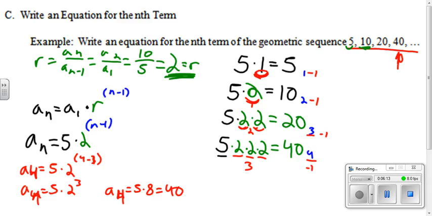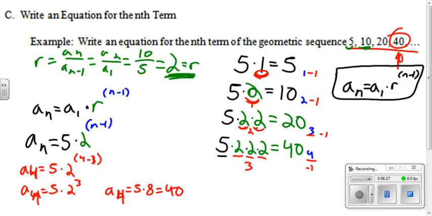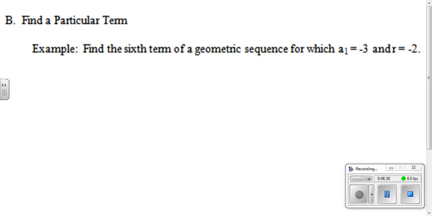A sub 4 is 40, which is what we got there. So you're going to want to make sure this one, a sub n equals a sub 1 times r to the n minus 1, is in your reference sheet. If it's not, go ahead and put it in there right now. Now we're going to use that. We just found out that a sub n equals a sub 1 times r to the power of n minus 1.